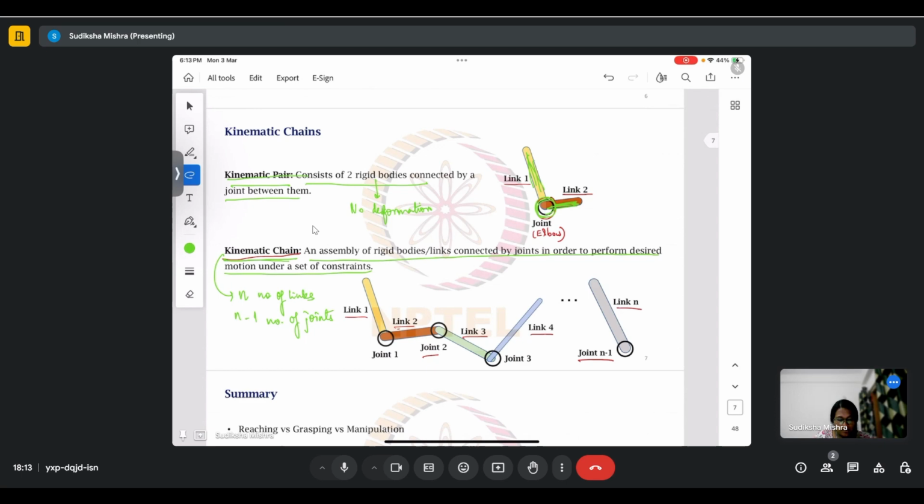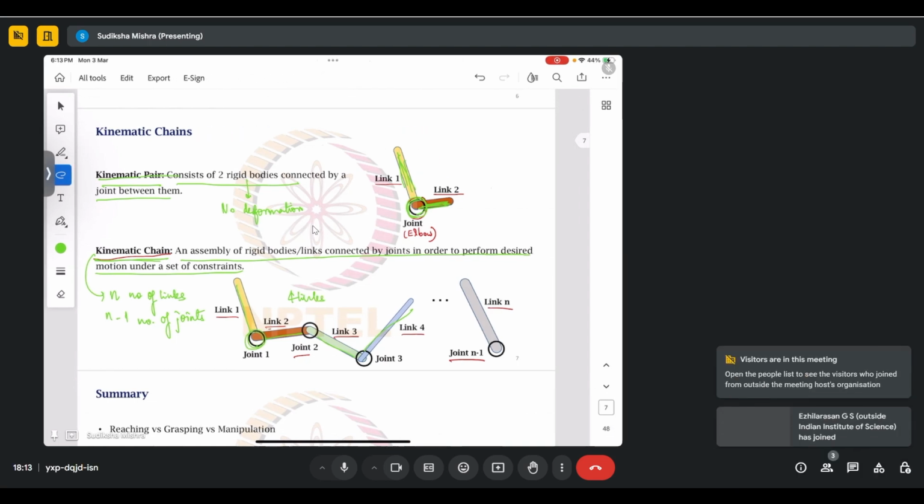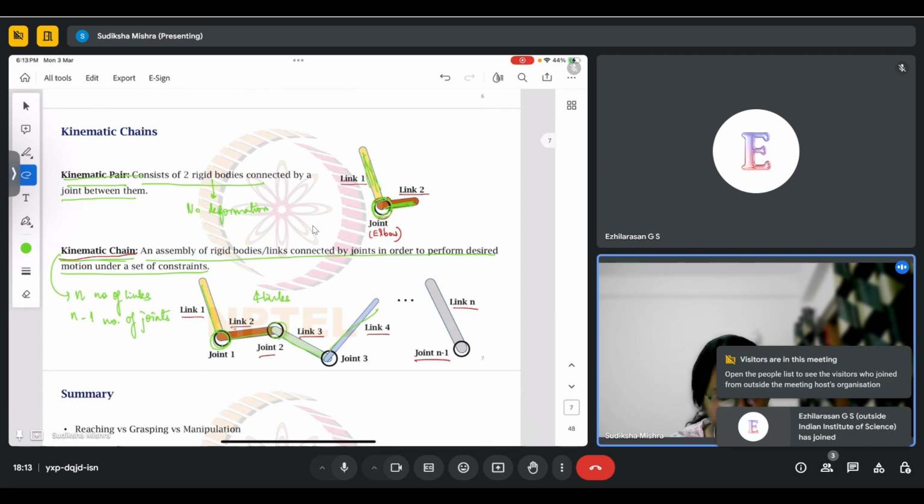Okay, suppose for this particular setup there is 1, 2, 3 and 4, so 4 links. Joint 1 is between link 1 and link 2, joint 2 between link 2 and link 3, joint 3 between link 3 and link 4. So 3 different joints.